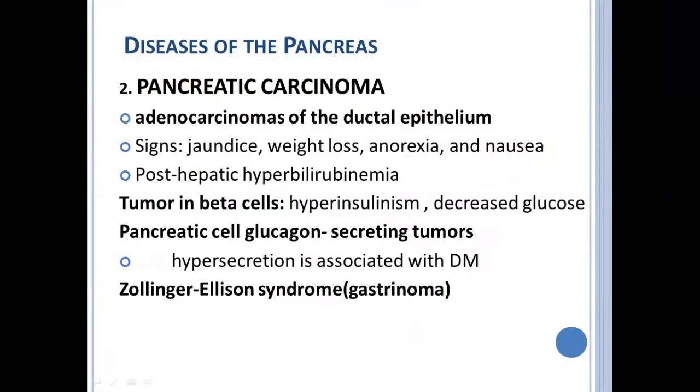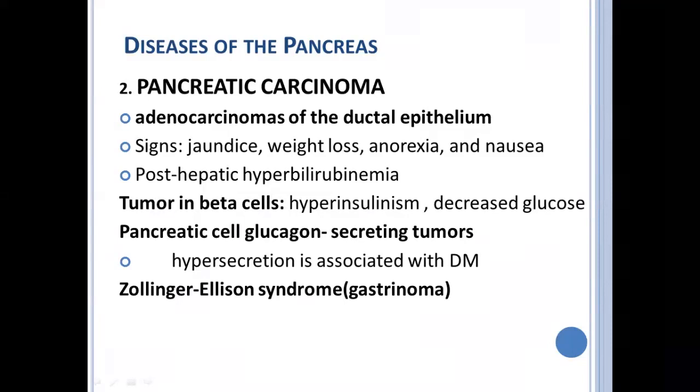So, aside from the adenocarcinoma of the ductal epithelium, there's also the tumor in the beta cells. So, this is associated with hyperinsulinism. So, kung mataas yung insulin, usually the glucose decreases. So, there's also the glucagon secreting tumor. Pag ito naman, nandito yung tumor, there's hypersecretion of the glucagon, and this is associated also with the DM.